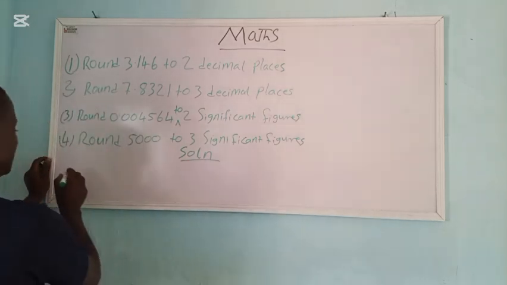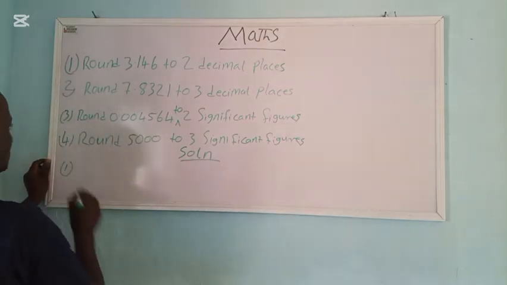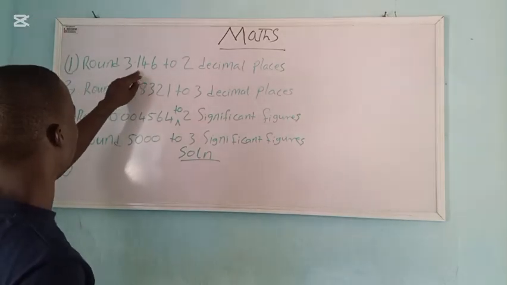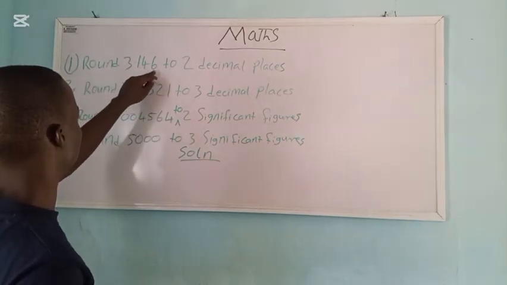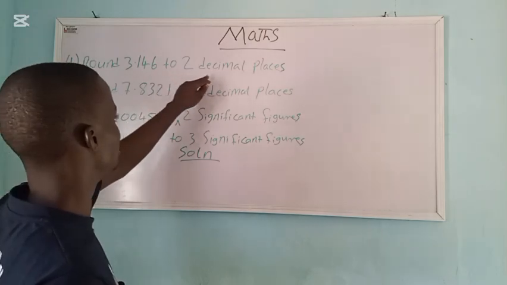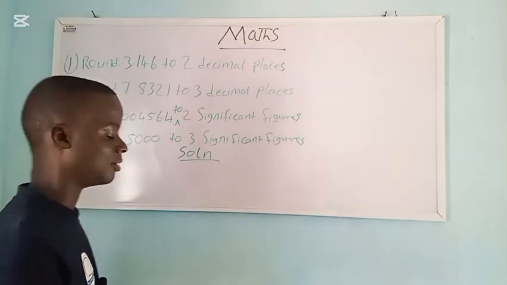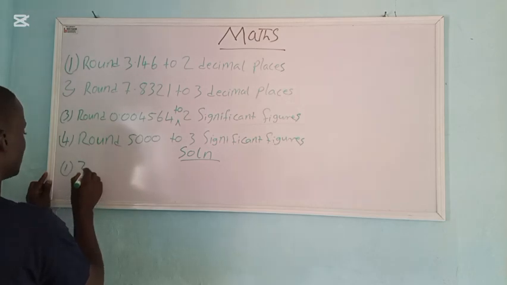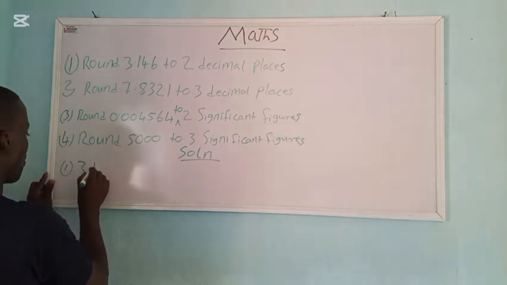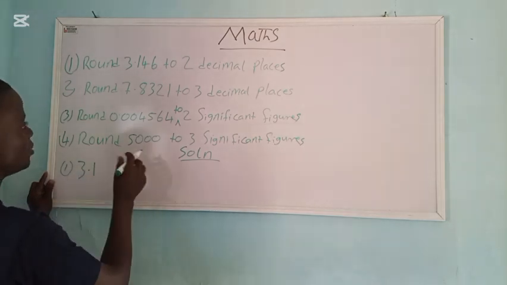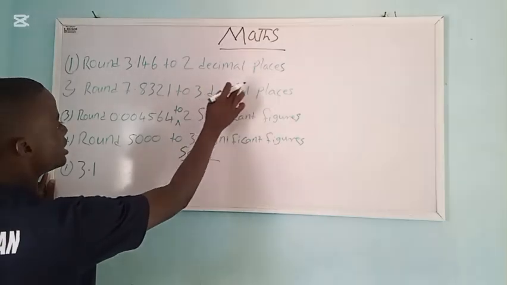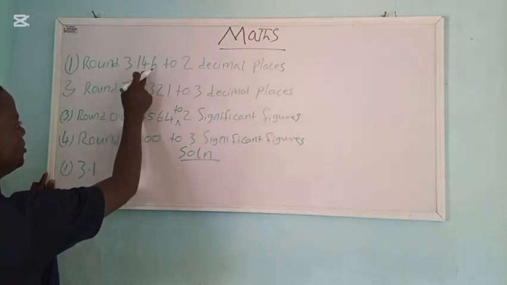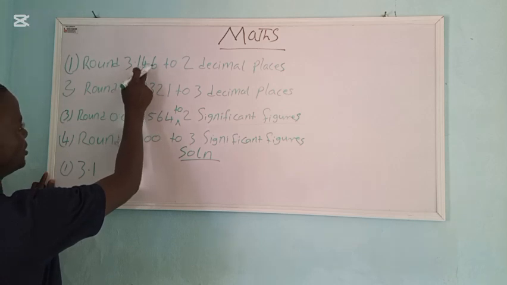Number one. They say round 3.146 to two decimal places. So now let's do it and see. Now we have 3.1. Now they say to what? To two decimal places. So this is the first decimal place, and this is the second decimal place.